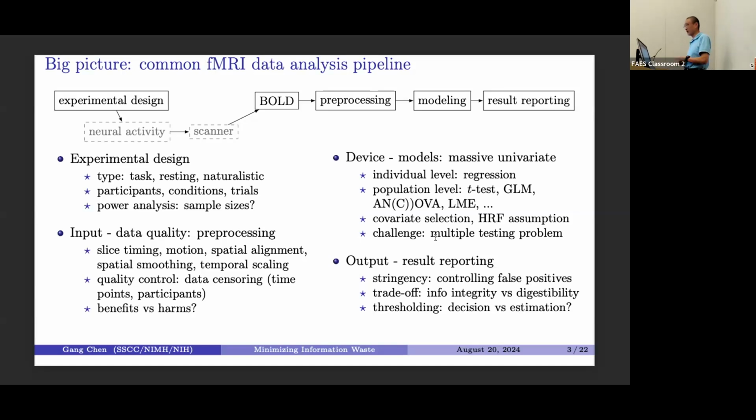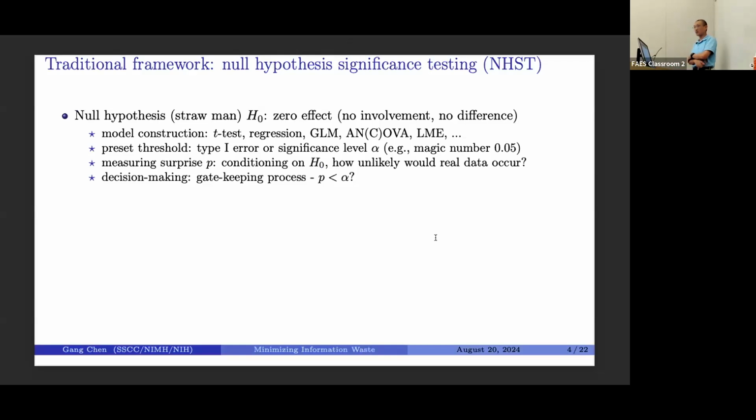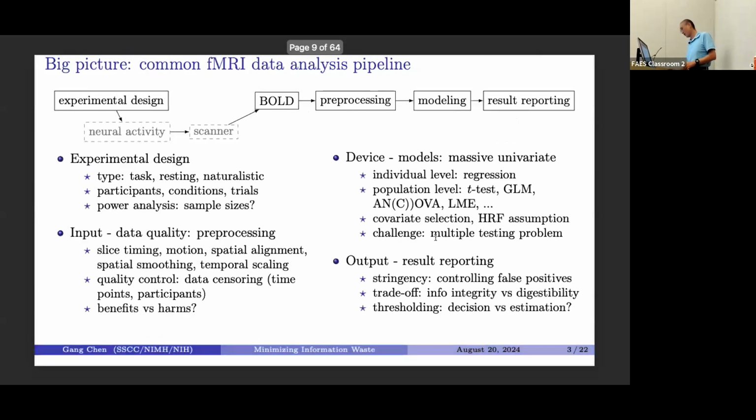So then there's a trade-off, right? So then there's that customized results. Anything above the threshold you can report, anything below you cannot. Is that a reasonable approach? Later on I'll talk about that. So it's a big problem. You can see those four components on this slide.